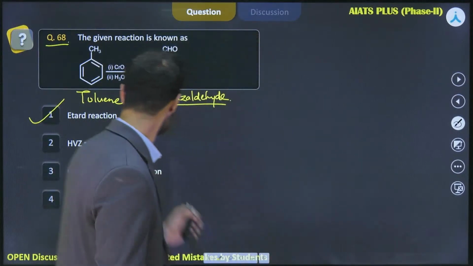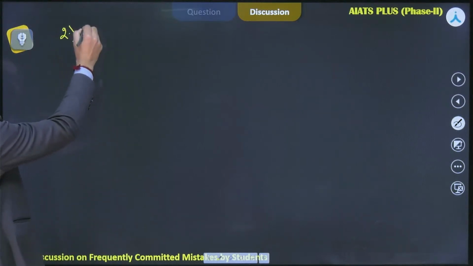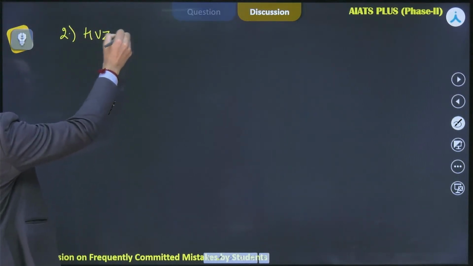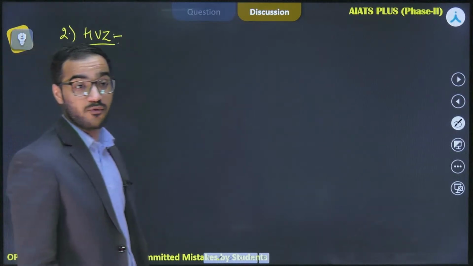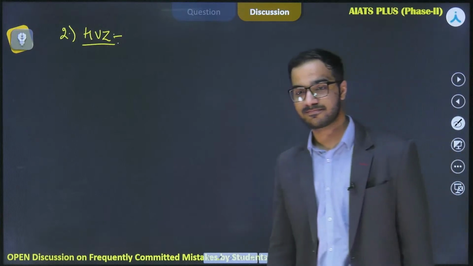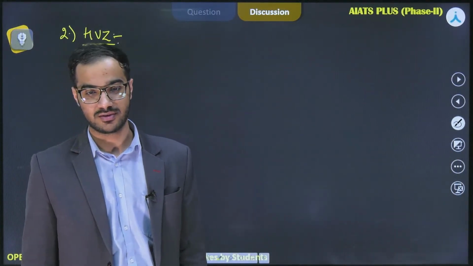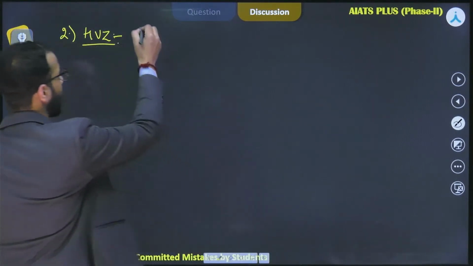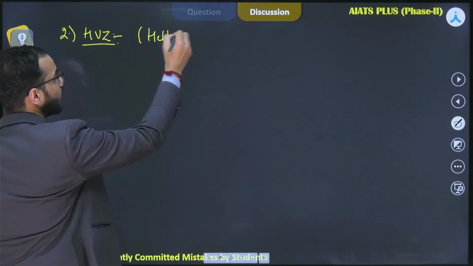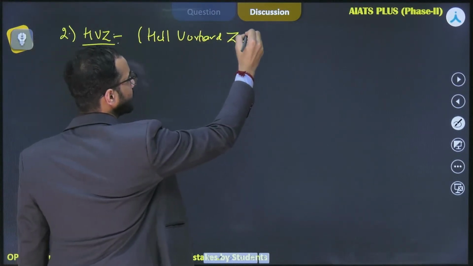Let us discuss some other name reactions so that your concepts will be revised. So let us discuss the HVZ reaction. The second reaction is HVZ. What is the full form of HVZ reaction? Can anyone tell? What is the full form of HVZ reaction? This is simply the Hell-Volhard-Zelinsky reaction.